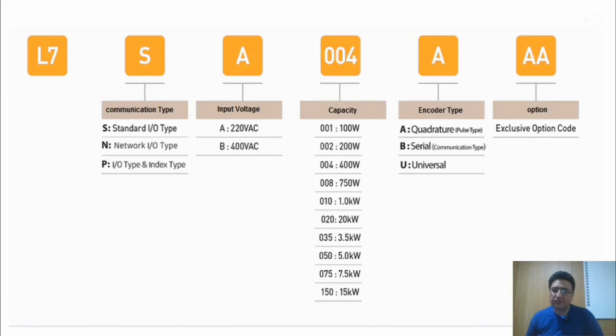The next letter refers to the type of motor encoder that we can connect to this drive. If we use the letter A, we can only connect motors with incremental encoders to this drive. If we use the letter B, we can only connect motors with absolute encoders to this drive. And if we use the letter U, we can connect all motors, whether they have incremental or absolute encoders, to this drive.